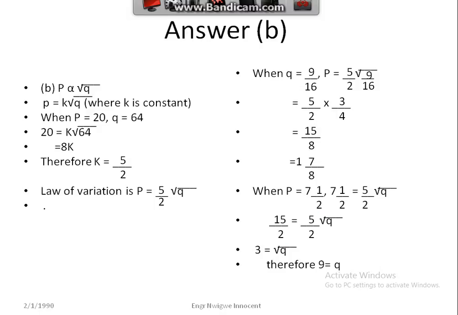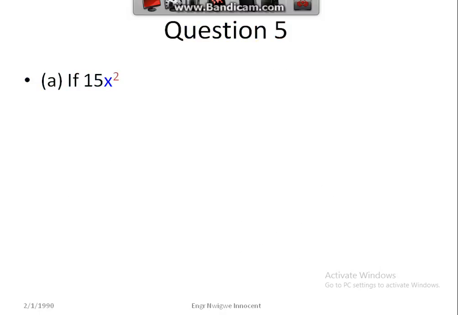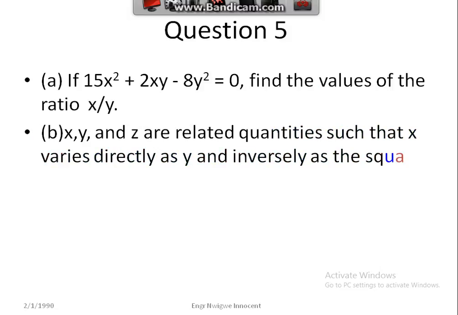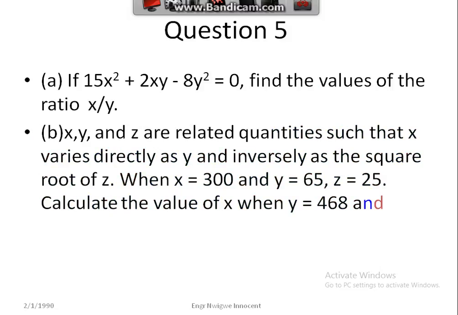Q. Question 5. A. If 15x squared plus 2xy minus 8y squared is equal to 0, find the value of the ratio x over y. B. x, y, and z are related quantities, so that x varies directly as y and inversely as the square root of z. When x is equal to 300 and y equals 65, z equals 25. Calculate the value of x when y is equal to 468 and z is equal to 144.